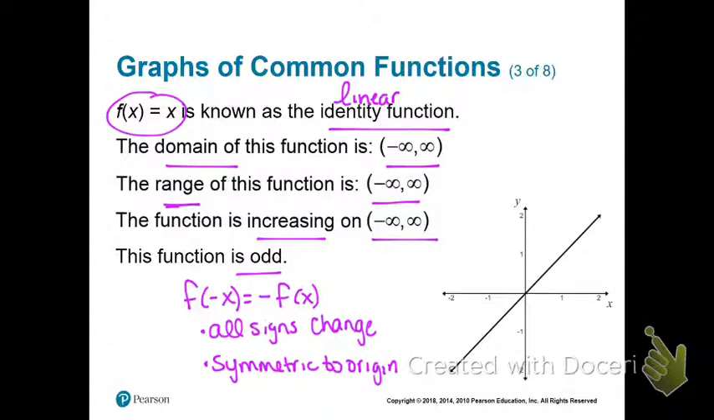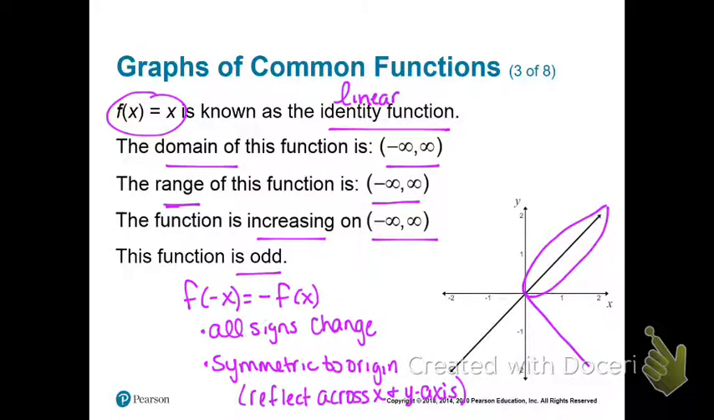But also, we're just going to reflect a piece of our graph across the x-axis and the y-axis. And if it lies on the other part of its graph, then it is symmetric to the origin. So if I took this piece of the graph right here and I reflect it across the x-axis, it'd go like this. And if I take that piece then and I reflect it across the y-axis, it should lie on top of itself. Therefore, we know it is symmetric to the origin.